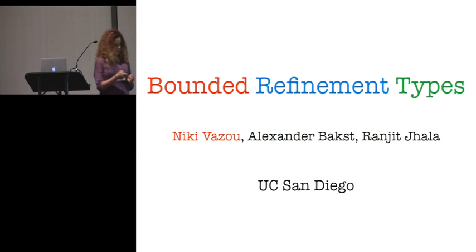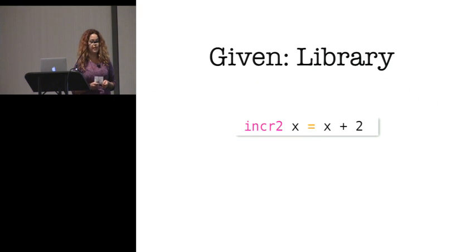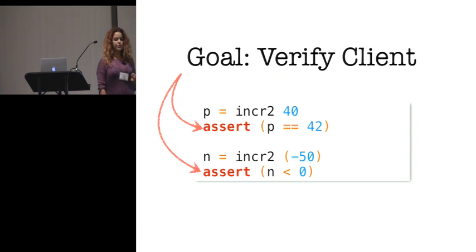So I'm going to start with a small verification example. Here, I define a function increase twice that just increases its argument by 2. And I'm using this function to create two assertions. My first assertion says that if I increase 40 twice, then I get a value that's exactly equal to 42. And the second says that if I increase twice minus 50, then I get a negative number. So my goal is to automatically verify these two assertions.